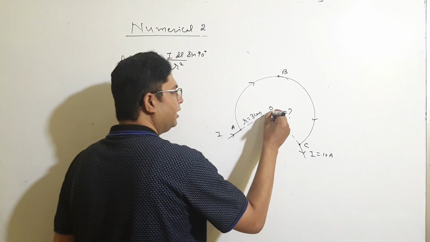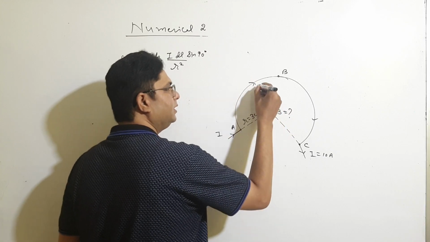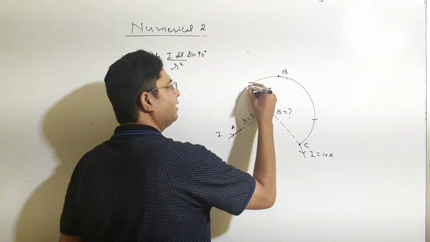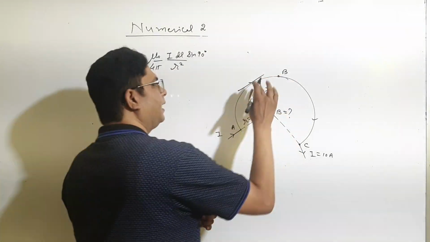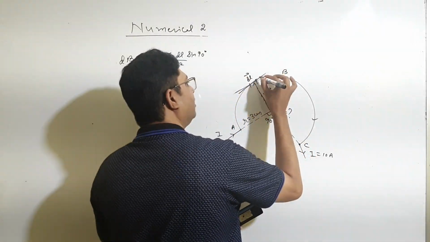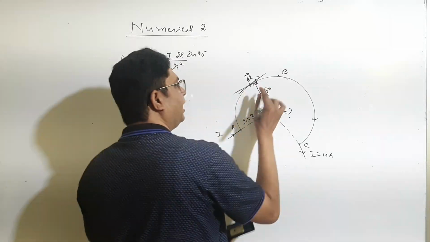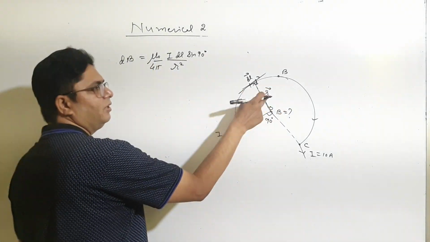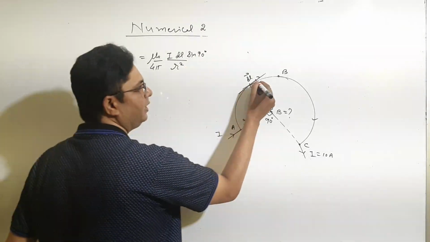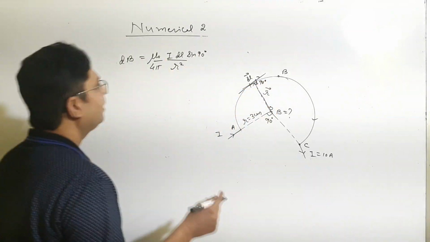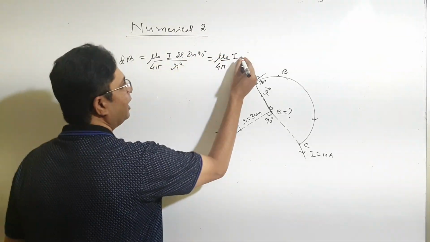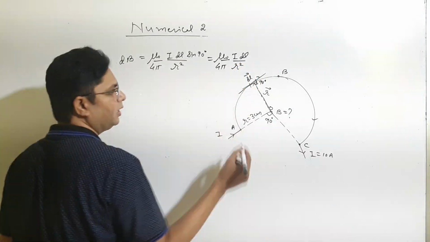For that, let us draw a dotted line here. This is the radius vector, say r. Let us have a tangent here. This tangent gives you the length dl. So dl and r make an angle of 90 degree here, so sine 90 is written on this side. This is the 90 degree angle. Clear? Now this gives you mu naught upon 4 pi, I dl upon r square.